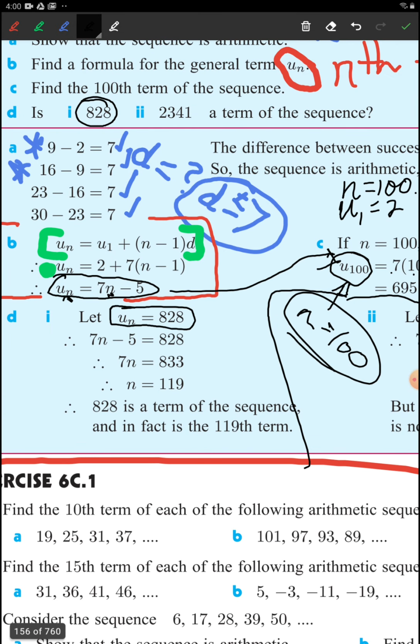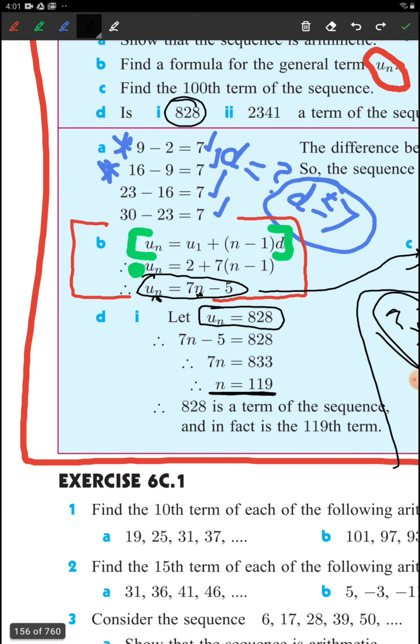U sub n, so the general term, we're just going to assume that we set it to that. So we're trying to see, are we going to get a whole number for n? Sometimes it'll work, sometimes it won't work. In this case, it does work, and I'm going to show you how it works. So they just checked to see if it fits into this formula.